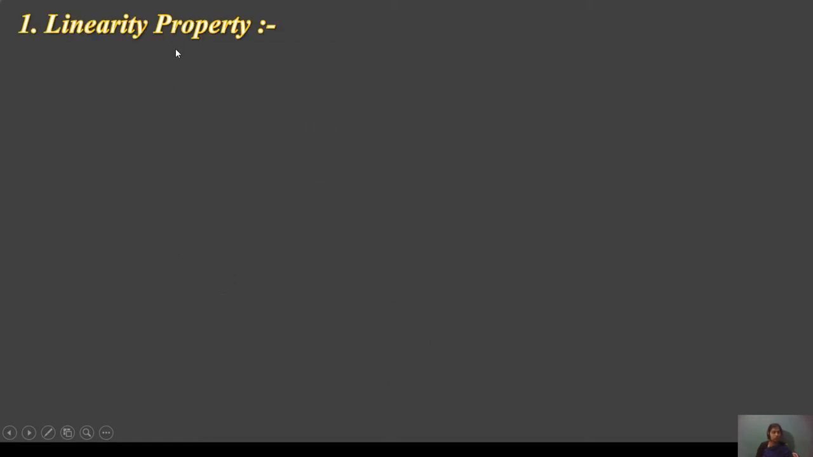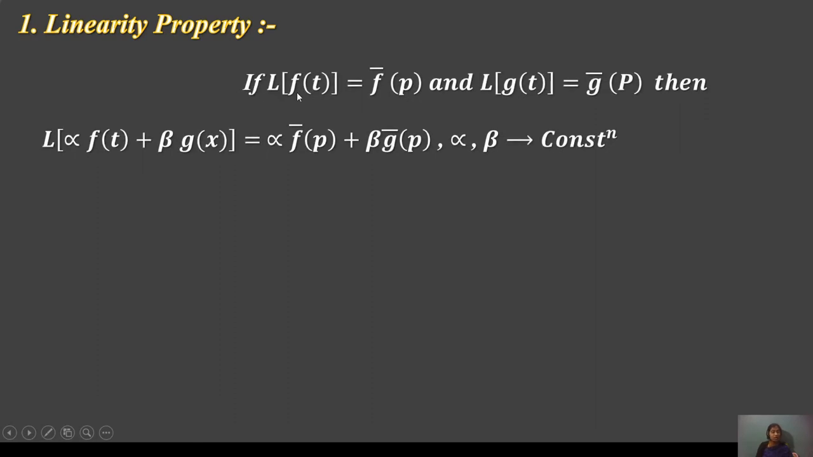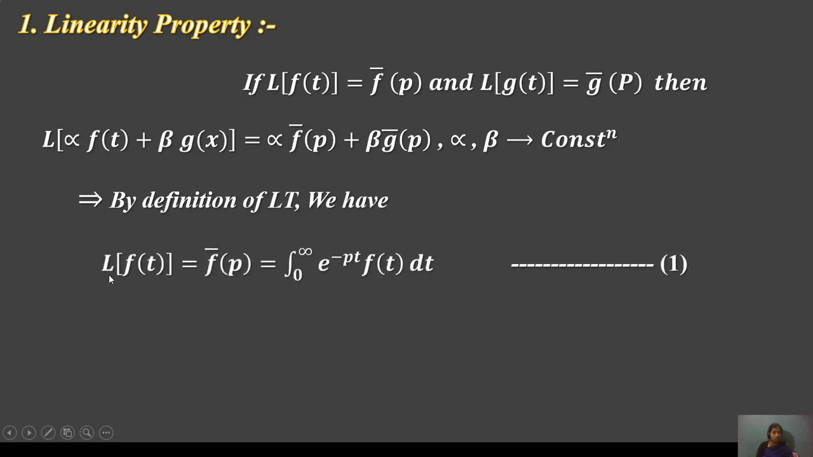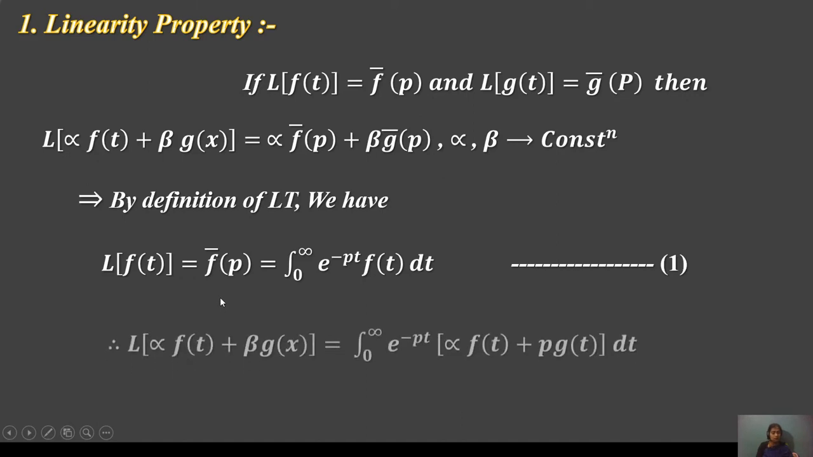The first property: if L of f of t equals F of p and L of g of t equals G of p, then the Laplace of alpha f of t plus beta g of t is expanded in this form, where alpha and beta are constants. By the definition of the Laplace transform, L of f of t equals F of p, which equals the integration from 0 to infinity of e to the power minus pt f of t dt. This is the first equation.